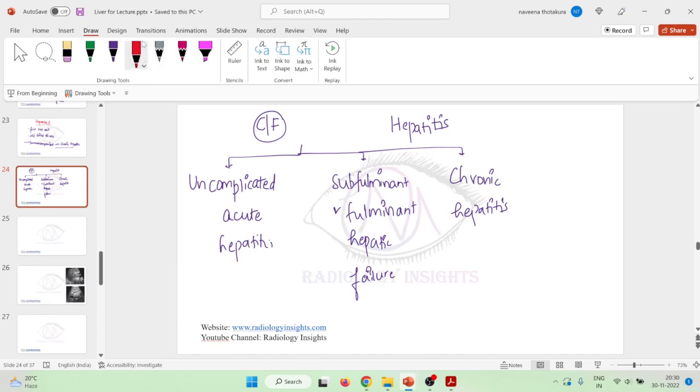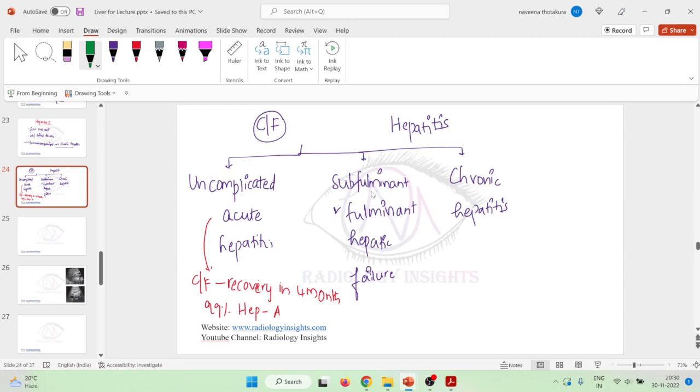So first, uncomplicated acute hepatitis. In uncomplicated acute hepatitis, because it is acute, recovery of clinical features is seen within 4 months, and 99% of hepatitis A falls under this uncomplicated hepatitis. So hepatitis A mostly resolves on its own by 4 months. It is an uncomplicated acute hepatitis.